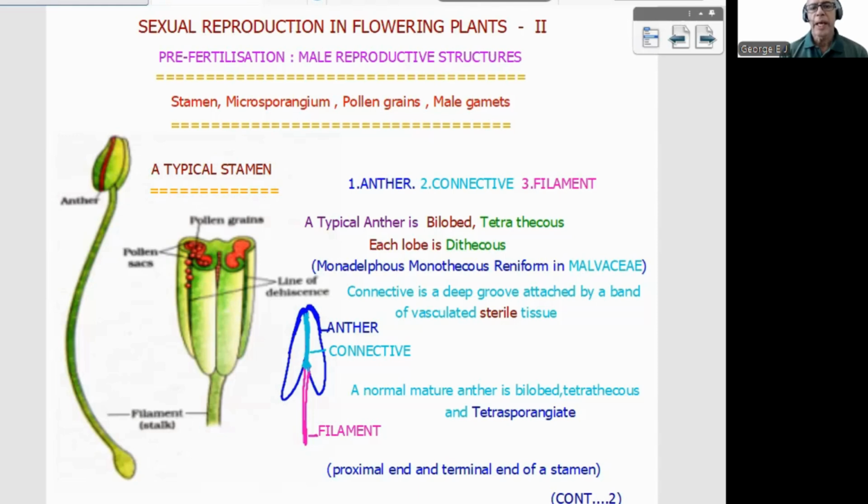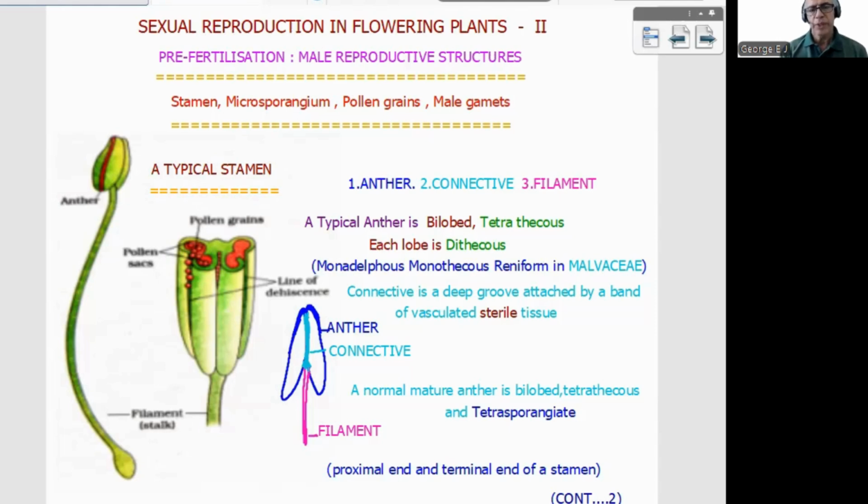Now a typical anther, that is our popular question, is a bilobed structure. 2 lobes will be there, and each lobe has 2 theca. Theca means chamber. So each lobe has 2 theca, with 2 lobes, so a total of 4 theca. So the term is tetrathecous. So a typical anther is bilobed and tetrathecous. Each lobe of the anther contains 2 theca. I think that is a very predominant question.